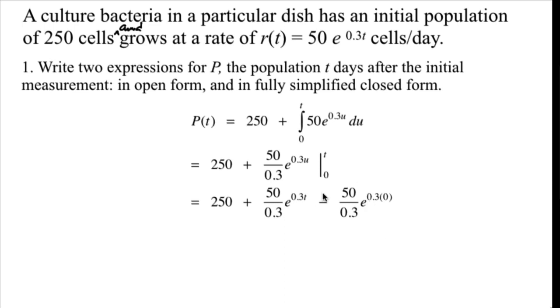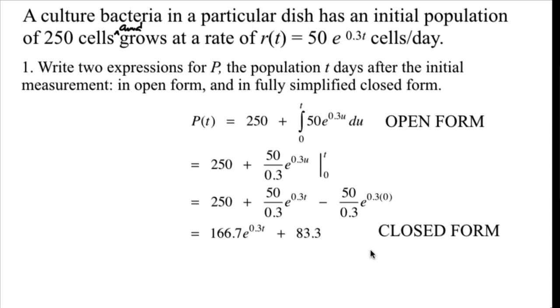So notice, is this 0? E to the 0 is 1. So I have this minus 50 over 0.3. That's part of my total accumulation function in closed form. But that's just a constant. This is like the plus c, right? This is the plus c, or the minus f of a. But because there's also the starting amount 250, in the closed form, I can just combine those together, right? And so when you do 250 minus 50 over 0.3, you get 83.3. So my open form and my closed form.